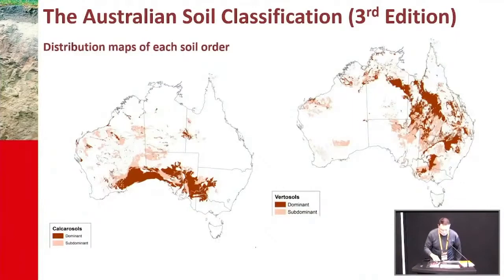A further addition has been using those distribution maps, adding them to the start of each soil order. You might note that they indicate dominance, and we couldn't think of another word for present but not dominant other than subdominance. But it does mean that you've got two levels of abundance, one where the soil order is expected to be the dominant soil order in that landscape, and the other where it's present but not dominant. So it gives you a guide on where to find each soil order and the level of abundance.